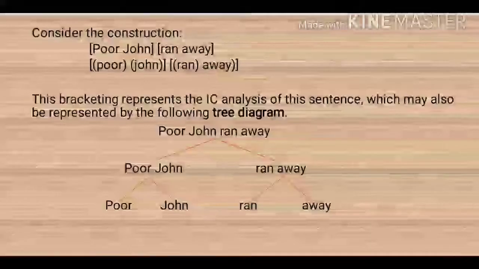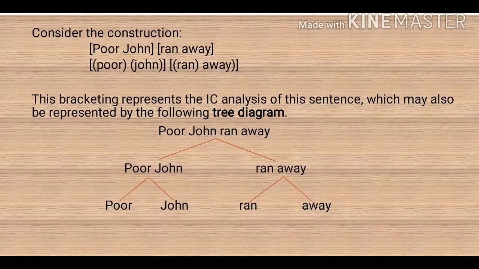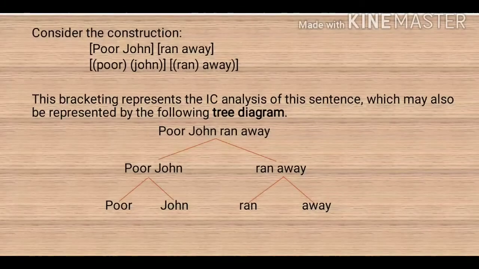Let's consider another construction. "Poor John ran away." This construction is divided into two constituents, "poor John" as one constituent and "ran away" as another constituent. Again, "poor John", that one constituent, is divided into two constituents, "poor" and "John", and the second constituent, "ran away", is divided into two constituents, "ran" and "away".